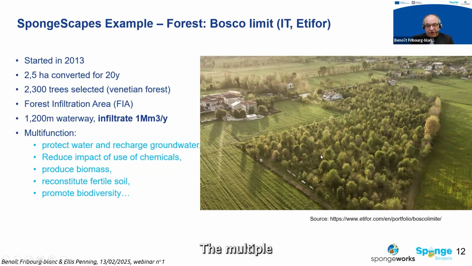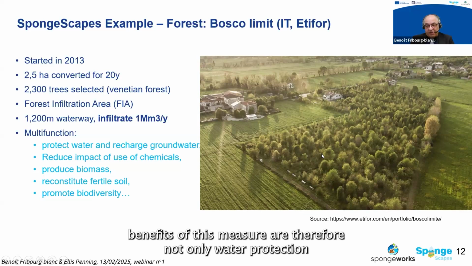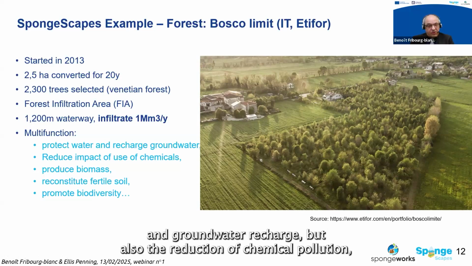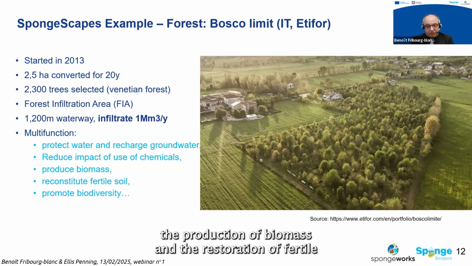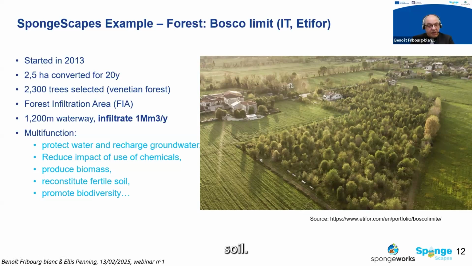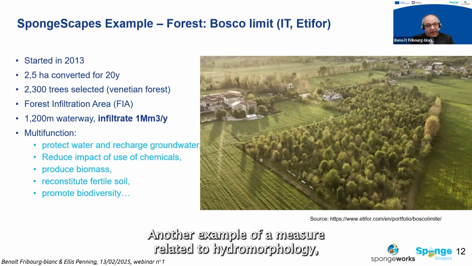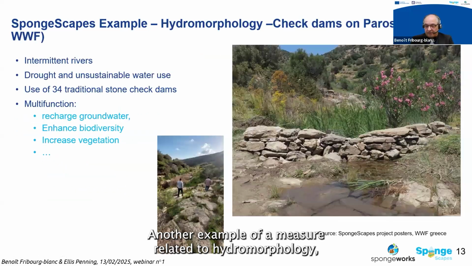So with a multifunction approach, the multi-benefit of this measure are to protect water and recharge groundwater, but also reduce impact on chemicals, produce biomass, reconstitute fertile soil, so a full bunch of functions. Those functions are really important in the sponge measures. The multi-functionality allows also to address the different challenges that can be found in the areas.